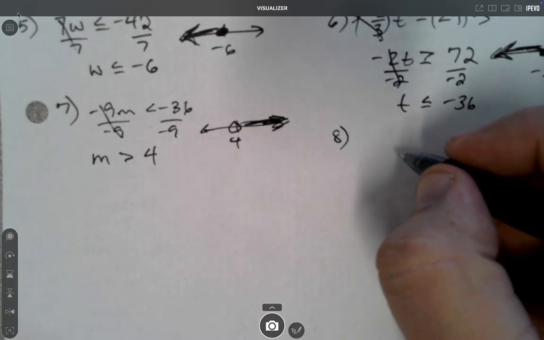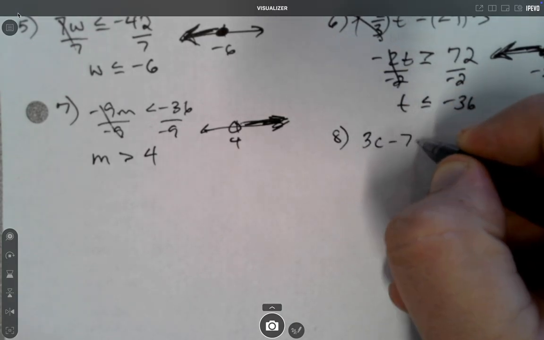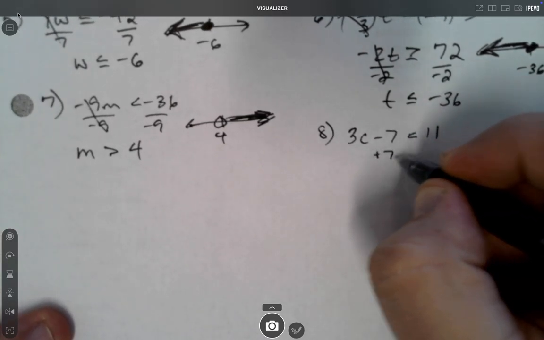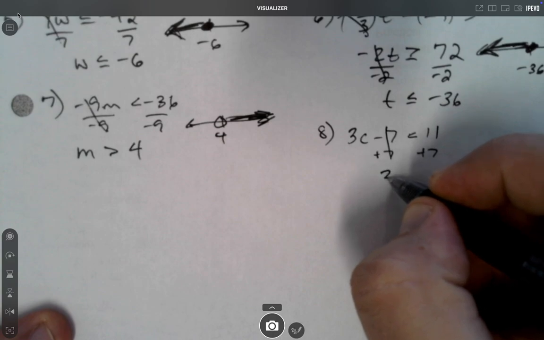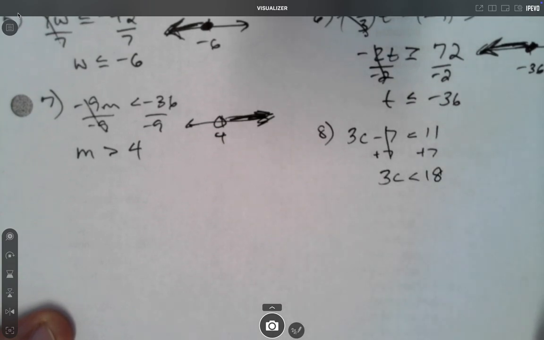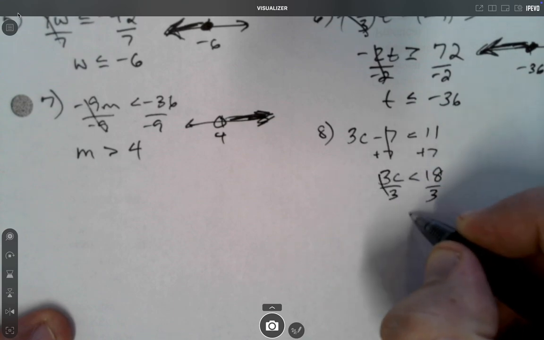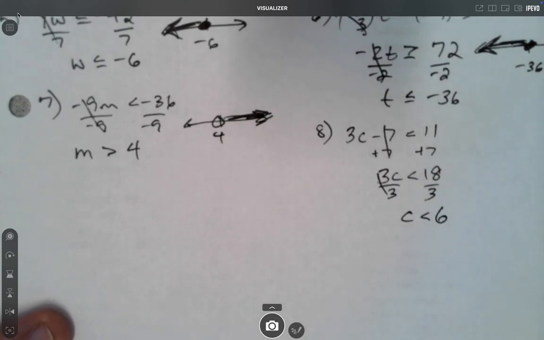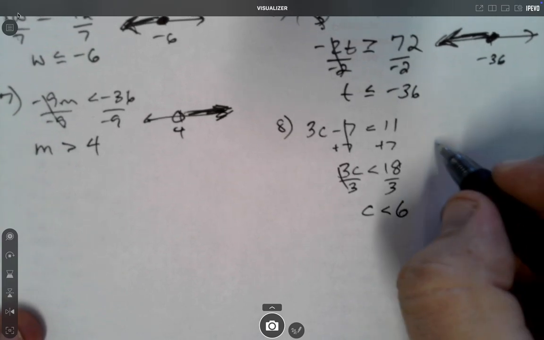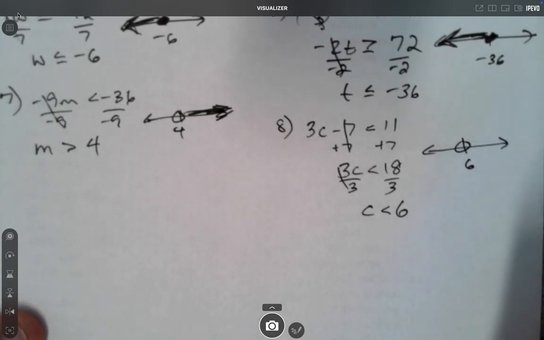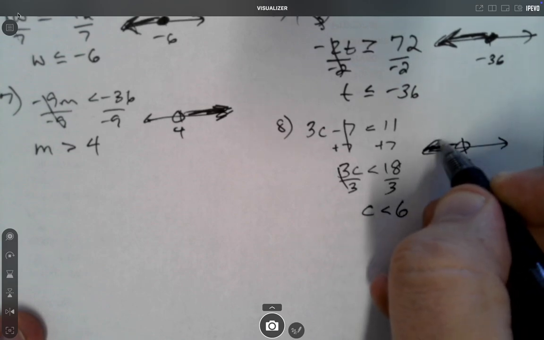Number 8 is 3c minus 7 is less than 11. So I will add 7 to both sides. We get 3c is less than 18. We divide both sides by 3. We get c is less than 6. Because there's no or equal to, we put an open circle on 6. Because it's less than, we shade to the left.